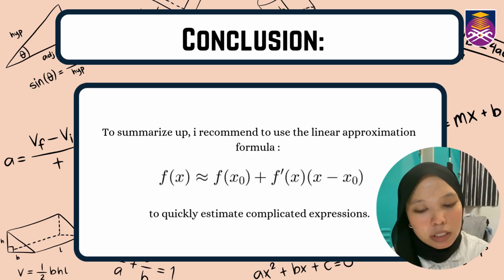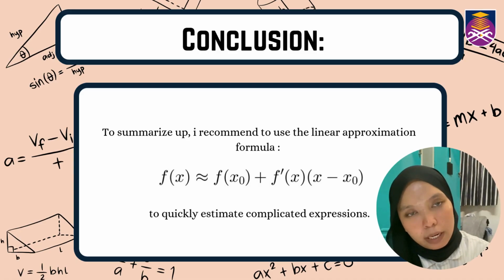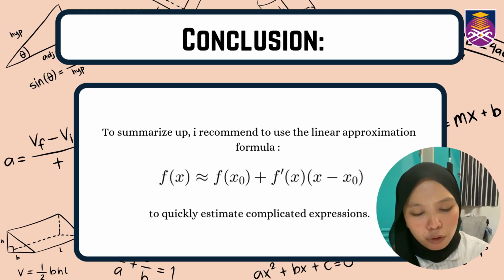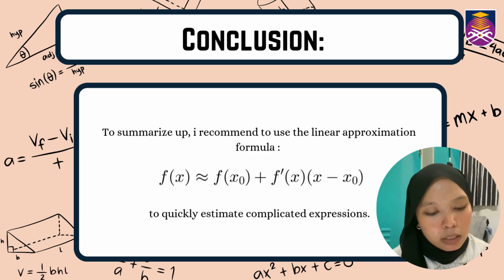So the conclusion is, to summarize, I recommend using the linear approximation formula to quickly estimate any complicated expression. So the formula will be f of x estimate equals f of x naught plus the first derivative at x naught multiplied with x subtract x naught.